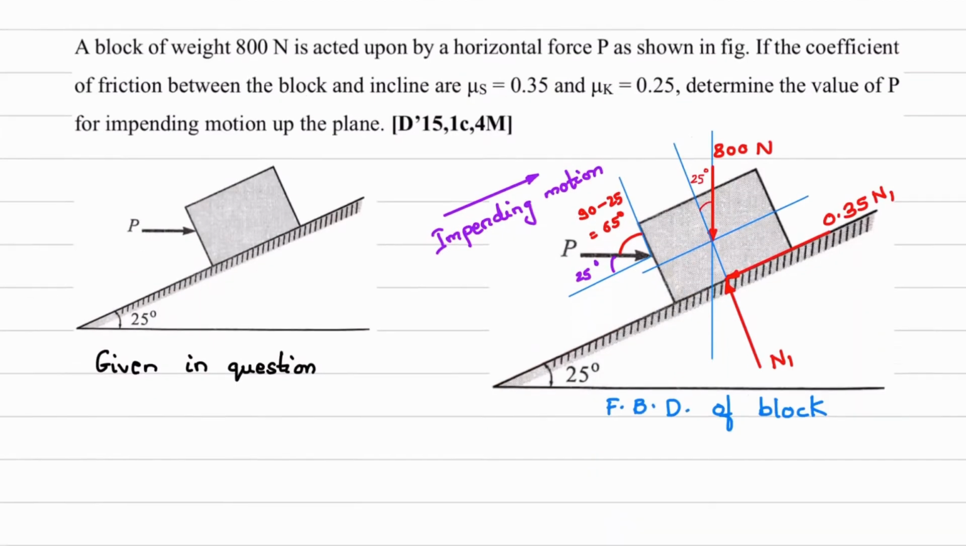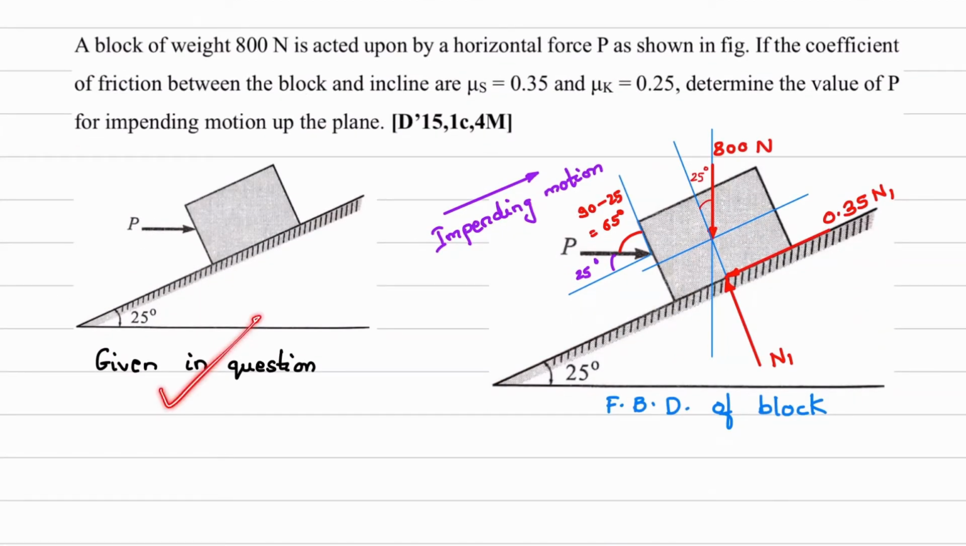Next question. Now in this question, this diagram has been given and we have drawn the FBD of the block. A block of weight 800 Newton is acted upon by a horizontal force P as shown in the figure. If the coefficient of friction between block and incline is 0.35, so mu s is 0.35 between block and incline, and mu k is 0.25 between block and inclined plane. Determine the value of P for impending motion up the plane.